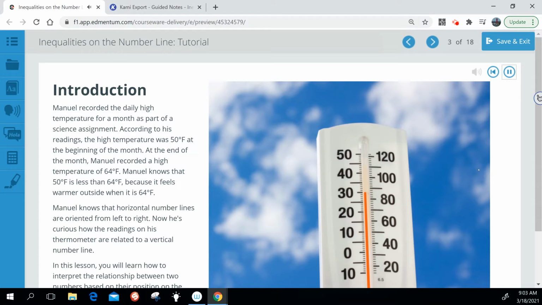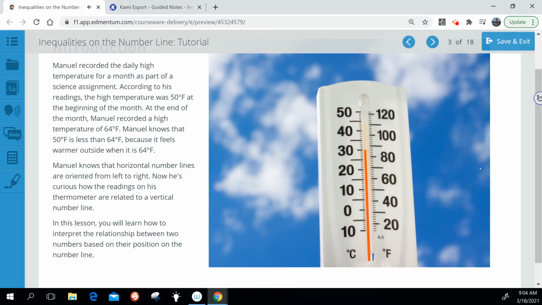Introduction. Manuel recorded the daily high temperature for a month as part of a science assignment. According to his readings, the high temperature was 50 degrees Fahrenheit at the beginning of the month. At the end of the month, Manuel recorded a high temperature of 64 degrees Fahrenheit. Manuel knows that 50 degrees Fahrenheit is less than 64 degrees Fahrenheit because it feels warmer outside when it is 64 degrees Fahrenheit.